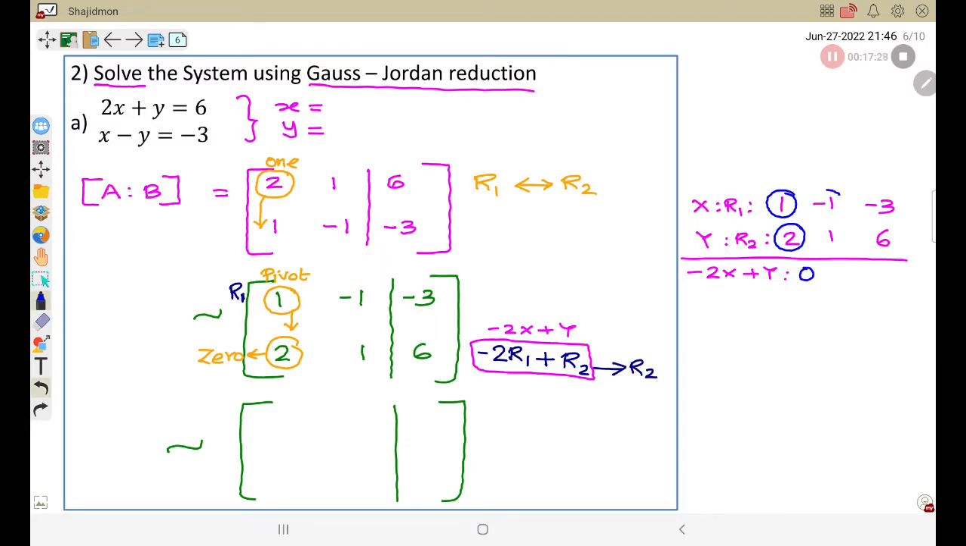Then again press the calc button, minus 1 and 1. Okay, you will get 3. Then calc button again, minus 3 and 6. You will get 12. So I am writing here, first row no change, 1 minus 1 minus 3. Second row we got this new output, 0, 3 and 12.